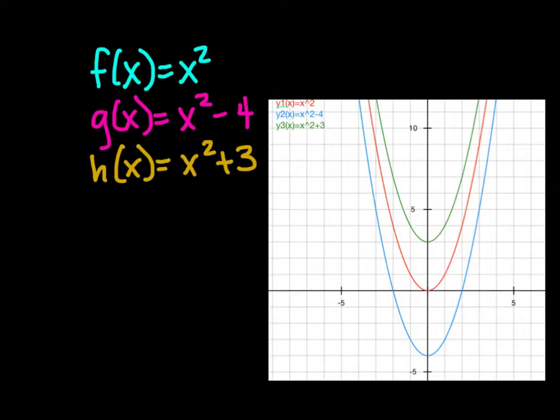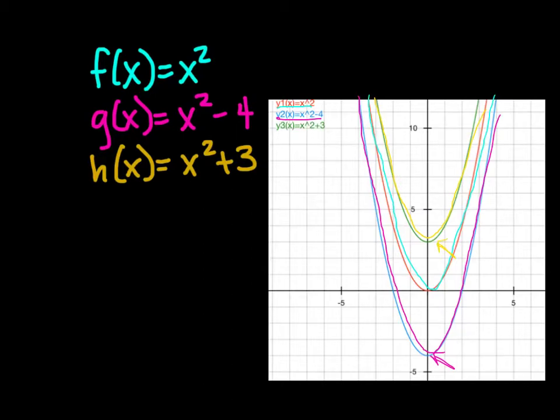Our first equation, f of x, is x squared, and that is simply this red one right here in the middle. That's awesome. It goes through the origin. That's pretty cool. Our next one, our g of x, is this big blue one that goes furthest down, and it crosses at negative 4. And our h of x is this green one right here where it crosses at a positive 3.